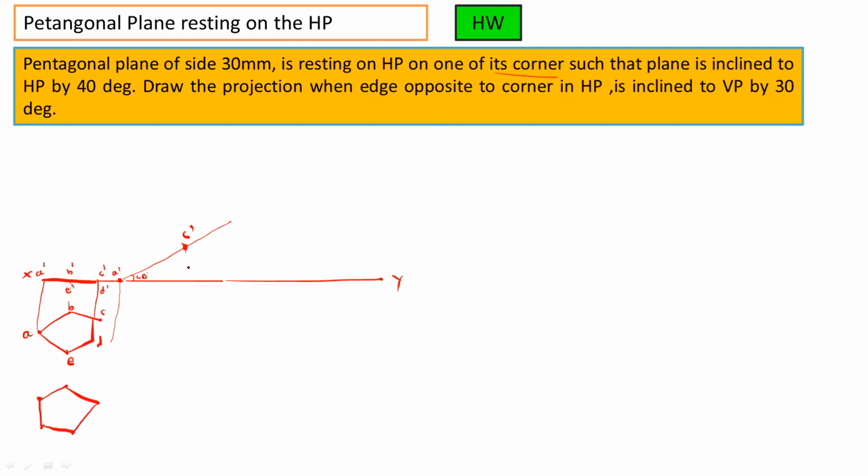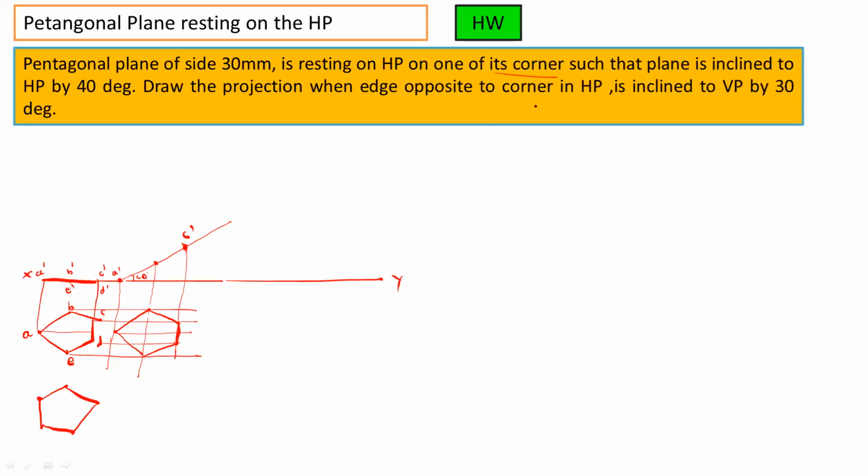Now draw the projector on the top view. Take the horizontal projector from the first stage top view. Okay, find out the intersection points. So in this way, you can complete the second stage top view where the plane is inclined to HP by 40 degree.